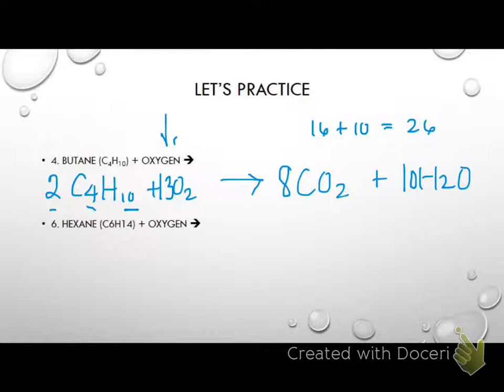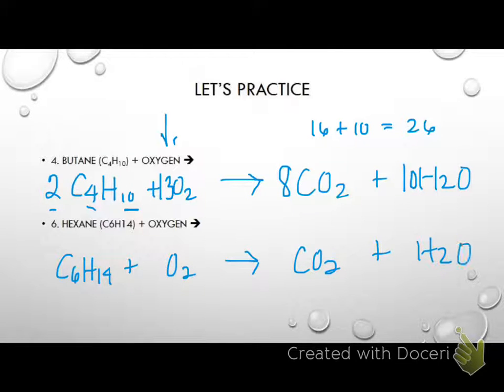Hexane, C6H14 plus oxygen. Again, we've got to write it as O2 because it is diatomic, always making CO2 and water. Okay, and let's balance it. Again, I look right here. I see that that's 14, so I would have to put a 7 over here, and that's not going to work because it's odd. So I'm going to automatically bump this up.